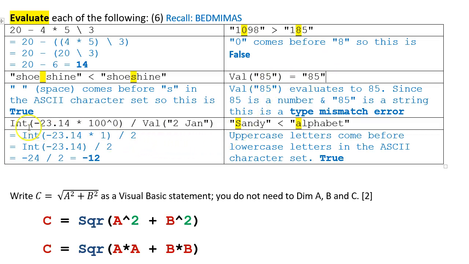Next, you're doing a mathematical expression. You are taking an int of a negative value, and you should remember that it looks for the next lowest integer. And you have to use the number line. So negative 323.14 actually will result in negative 24.